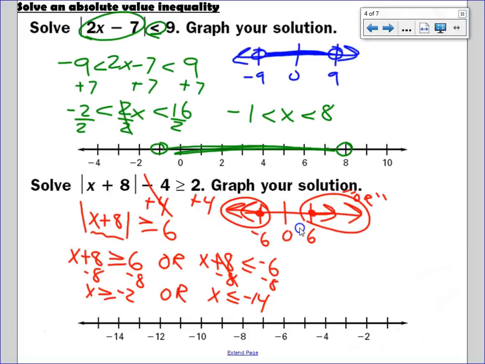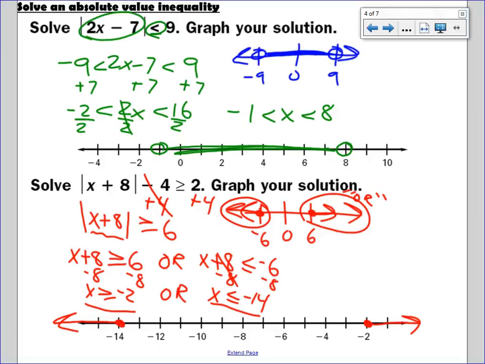So I take a look at the values that I got there. So x is greater or equal to negative 2 can be equal. The values that are greater go that way. X is less or equal to negative 14 can be equal at negative 14. My values of x are less than negative 14, so that's going to the left. Okay? Those are different examples that we can use as we work through it.